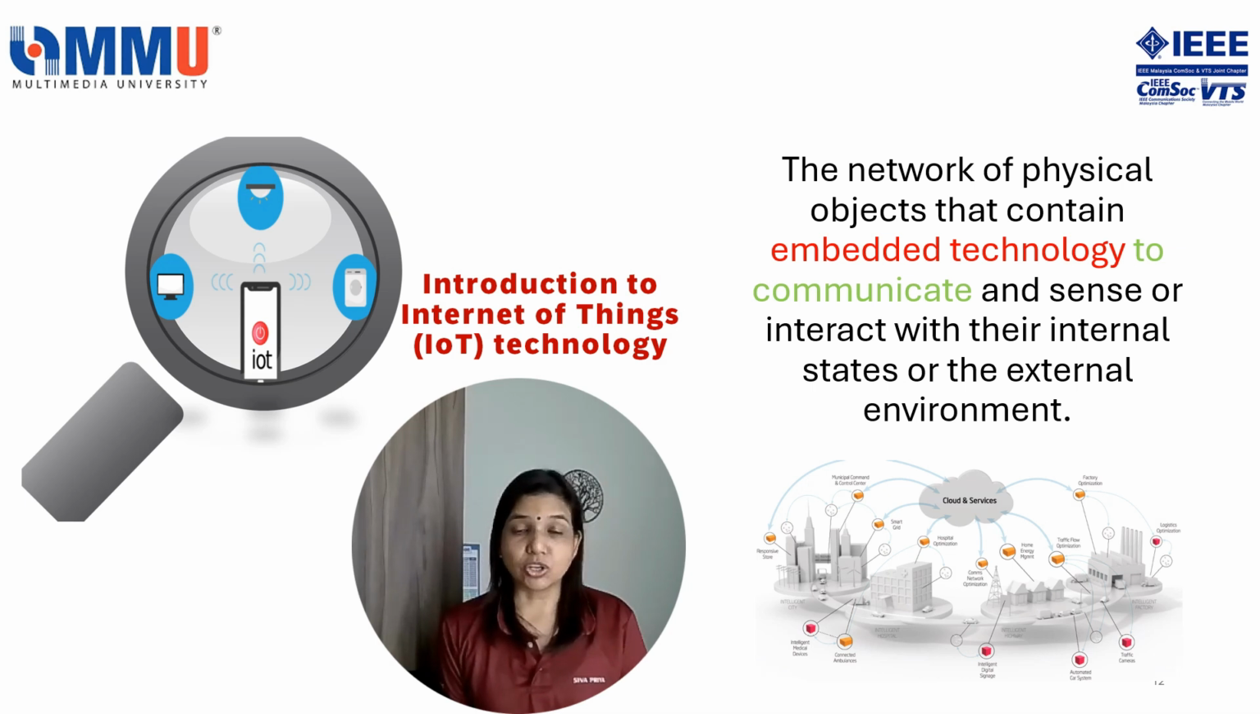An IoT technology is essentially a network of physical objects that contain embedded technology to communicate and sense or interact with their internal states or the external environment. An example of an IoT system would be a smart air conditioner. The smart air conditioner system can be given a threshold temperature. Let us say this threshold is now 24 degrees Celsius.